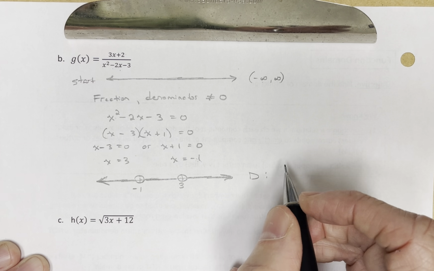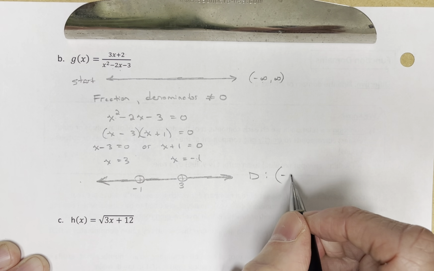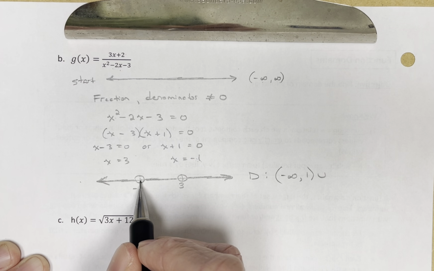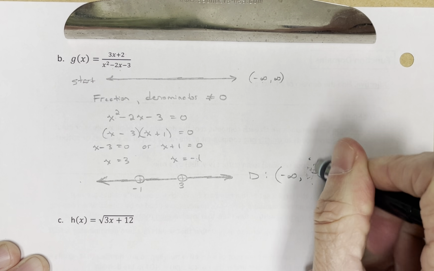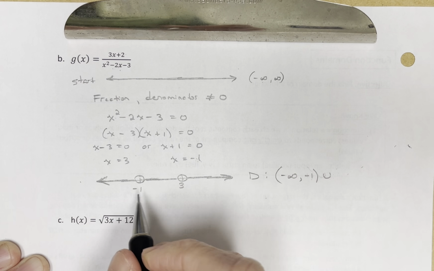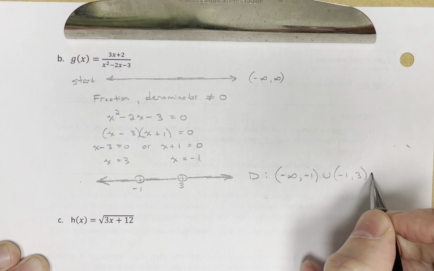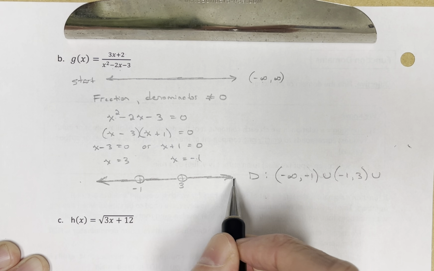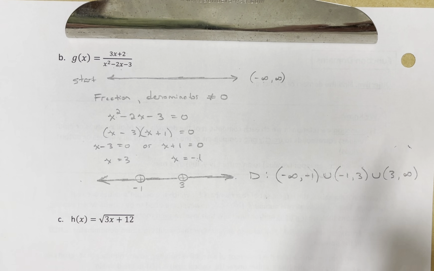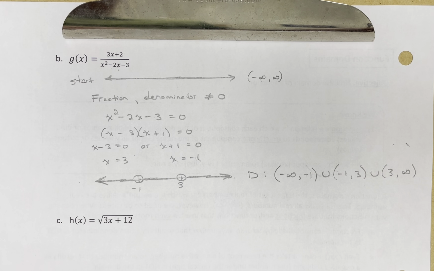I'll abbreviate with D. My domain goes from negative infinity to negative 1, union from negative 1. Whoops, that's a negative 1. From negative 1 to 3, union from 3 to infinity. And notice I am using parentheses because I can't include negative 1 or 3 in my domain.